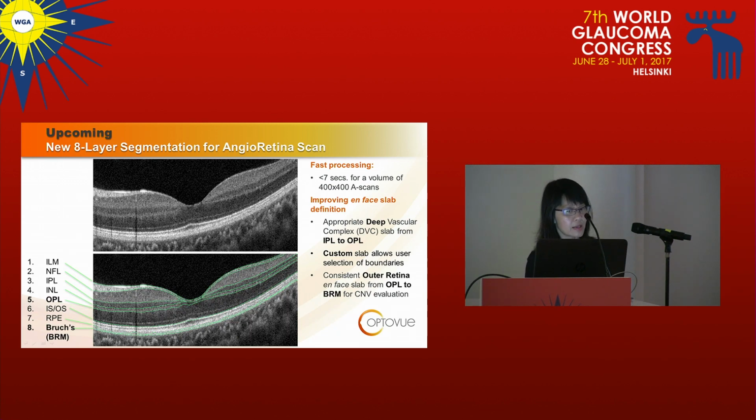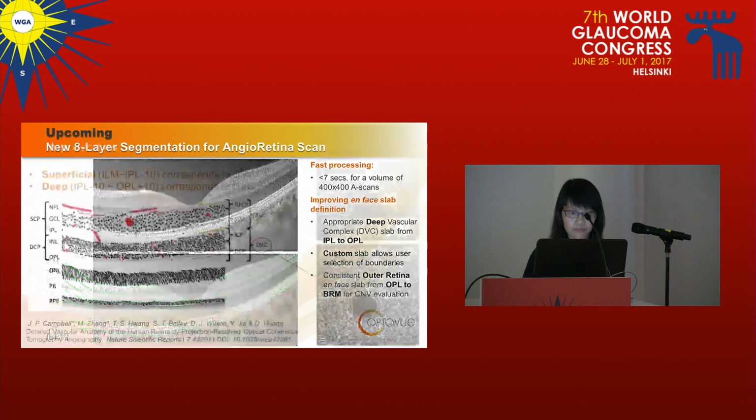And with the addition of OPL and Bruch's membrane, we can better provide the deep vascular complex definition from IPL to OPL. Previously, it used IPL only with an offset. We can also provide a custom slab, which provides flexibility to visualize individual plexus. And for the outer retina, we provide OPL to Bruch's membrane, a consistent basis for CNV evaluation.